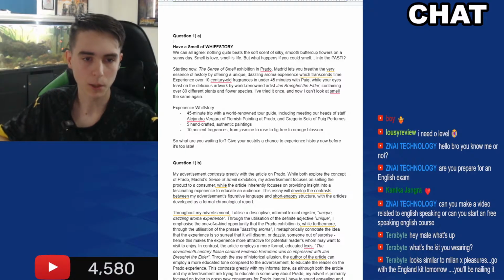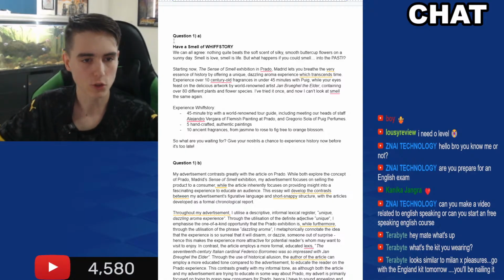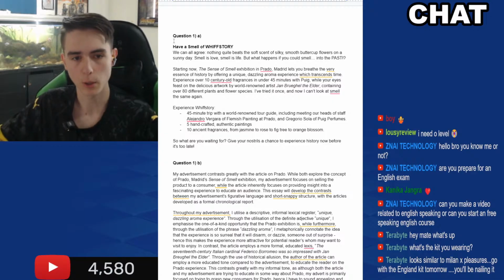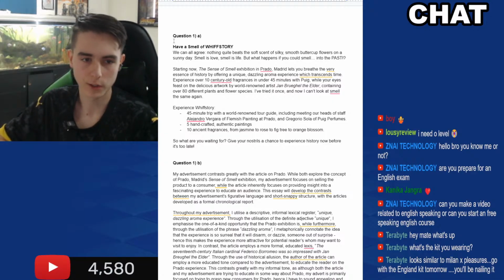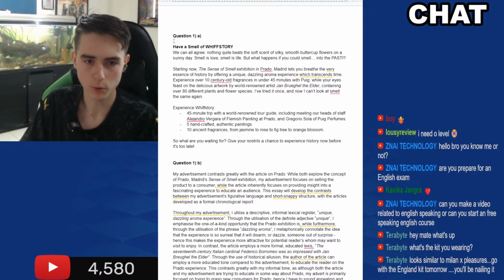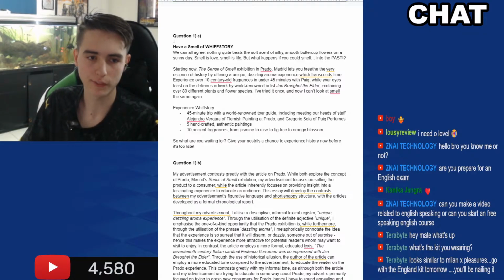Starting now, the Sense of Smell exhibition in Prado, Madrid, lets you breathe the very essence of history by offering a unique, dazzling aroma experience which transcends time. Experience over 10-century-old fragrances in under 45 minutes with Puig, while your eyes feast on the delicious artwork by world-renowned artist Jan Brueghel the Elder, containing over 80 different plants and flower species.